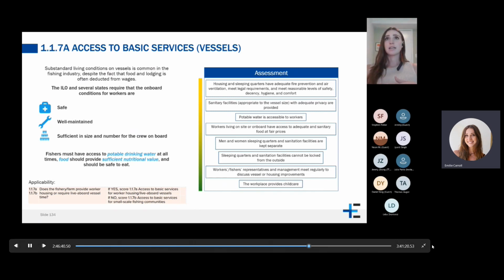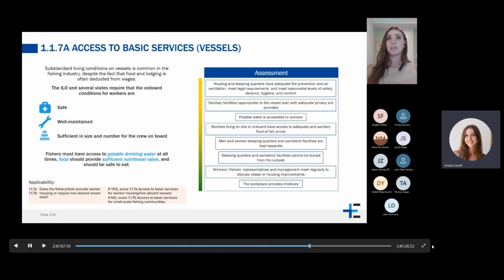When we look at the actual assessment here in terms of outcome based, it's really trying to make sure that there's adequate fire prevention, air ventilation, that legal minimums are met, and that there's just a reasonable level of safety, decency, hygiene, and comfort. A little bit of this is subjective, but it should be commensurate with the size of the vessel, the type of fishery that it is, and a number of different factors.